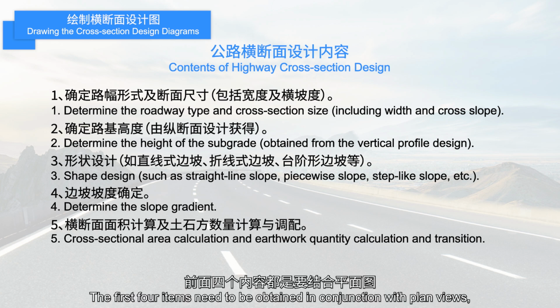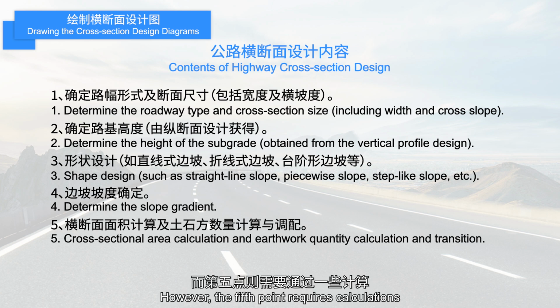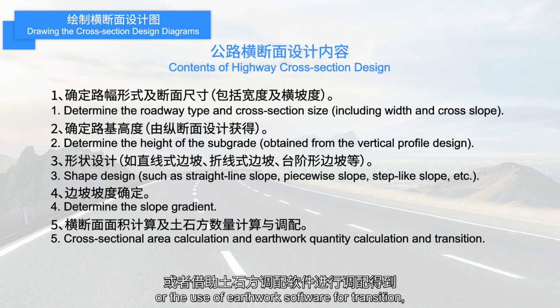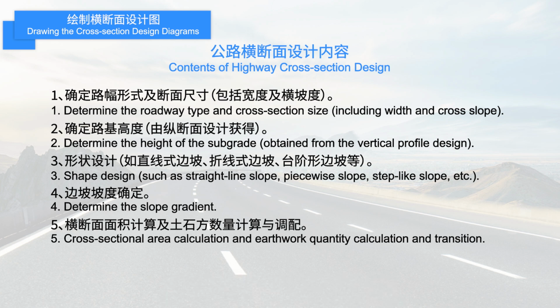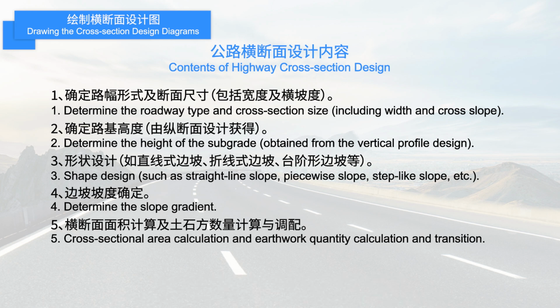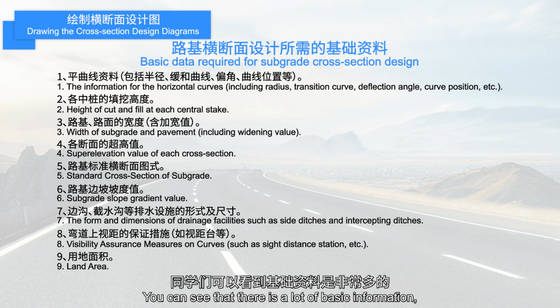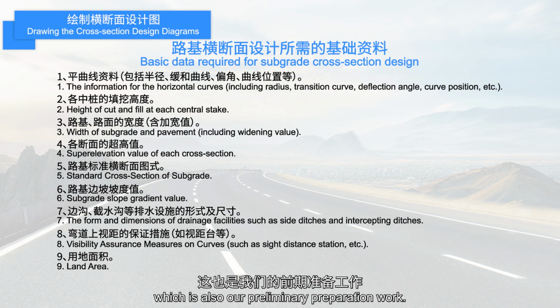The first 4 items need to be obtained in conjunction with plan views, profile diagrams, and some preliminary data. However, the 5th point requires calculations or the use of earthwork software for transition, providing crucial data for subsequent design and construction. This is the basic data required for cross-section design. You can see that there is a lot of basic information, which is also our preliminary preparation work.